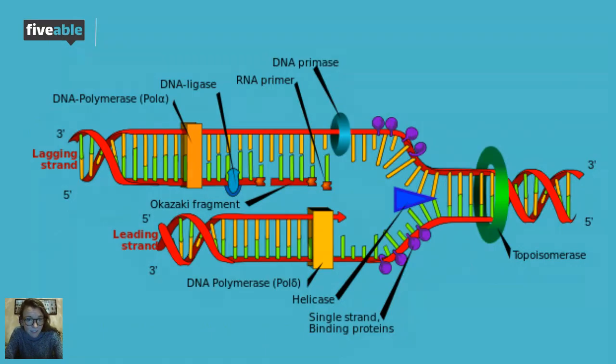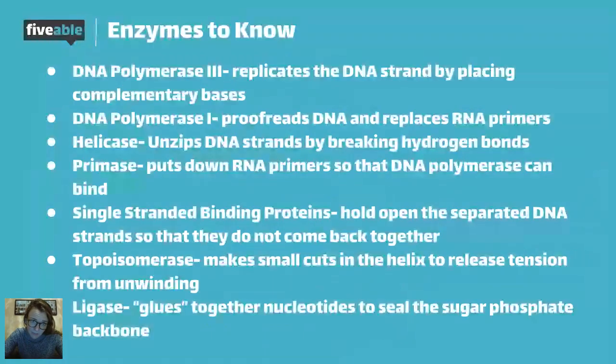But here's the list of enzymes, okay? So DNA polymerase 3 replicates the DNA strand by placing complementary bases down, okay? It's the big heavy lifter. DNA polymerase 1 proofreads DNA and also replaces the RNA primers. It's still placing complementary bases, but it's doing so in the proofreading process and in the removing the primers process, I should say.